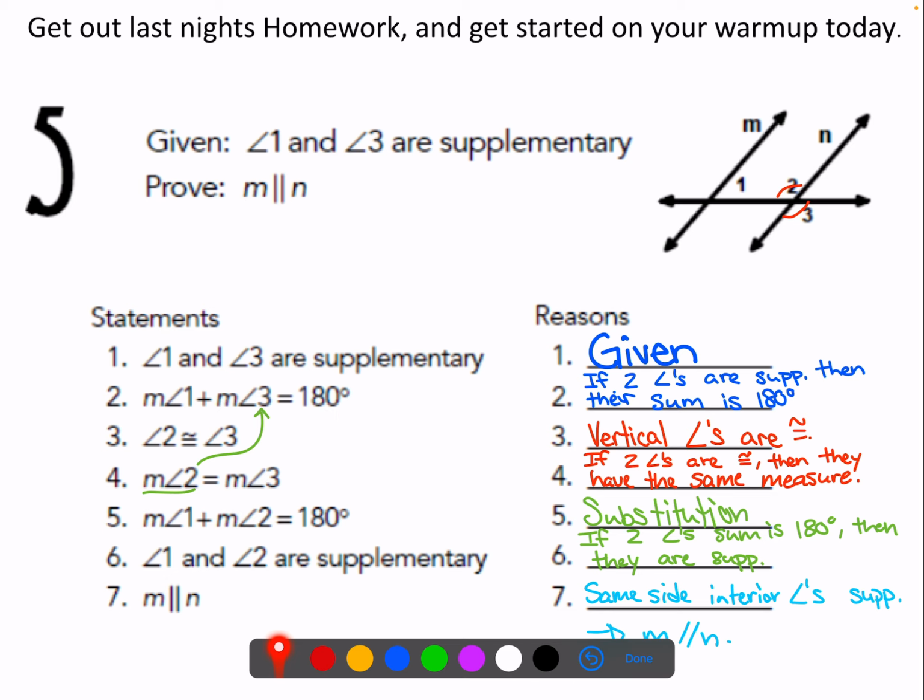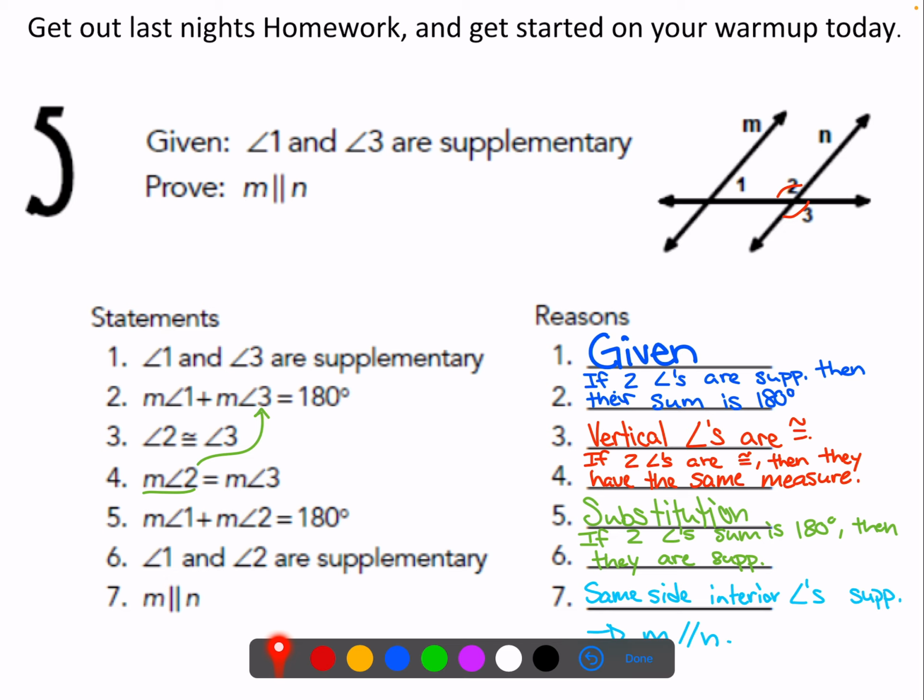From there, we can say angle 2 is congruent to angle 3, because if we look at our diagram, angle 2 and angle 3 are vertical angles. And we know all vertical angles will always be congruent. So therefore, angle 2 and angle 3 are the same measurement. So if they're vertical angles and they're congruent, I can say angle 2 is equal to angle 3, because if two angles are congruent, then they have the same measure, then they are equal.